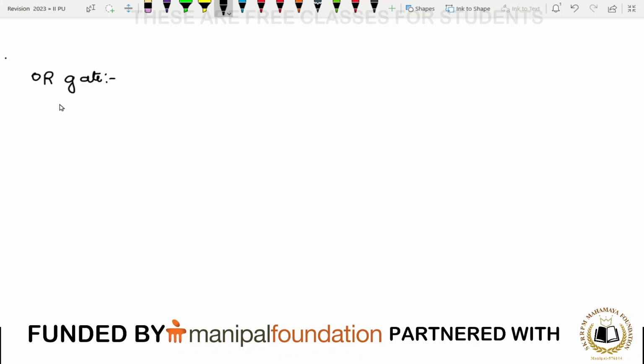So I'm not going to write the question here. First, the symbol we will draw is the symbol of the OR gate. This is the symbol of the OR gate. Now this gate has a minimum of 2 inputs. It can have any number of inputs, but more than one.